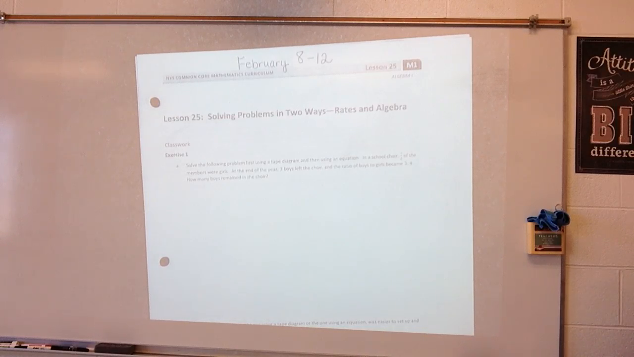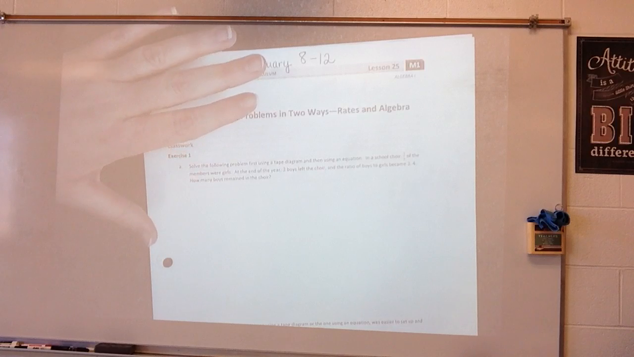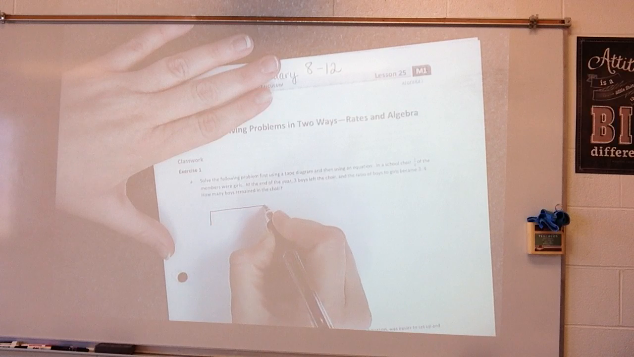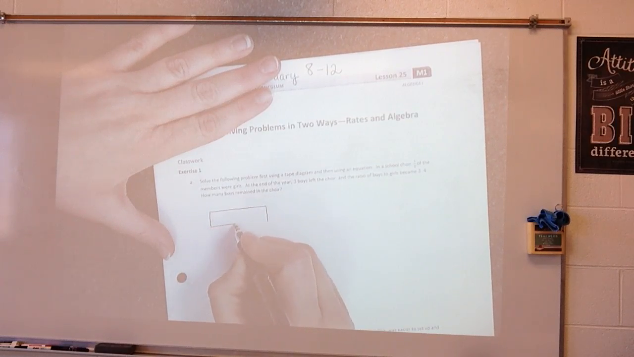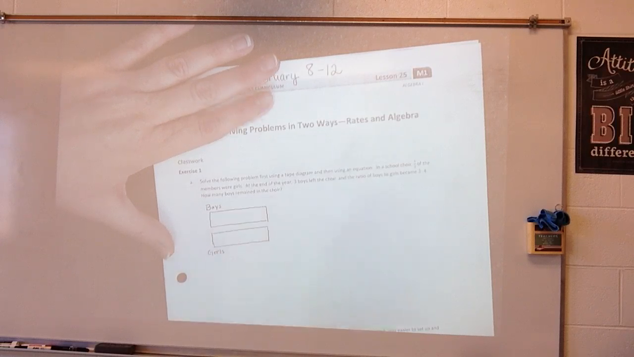Alright, so it tells me to first use a tape diagram. It says half of the members were girls, and so that means the other half were boys. So using the tape diagram, this is what it's going to look like. I'm going to draw a tape diagram here, and this is what we started with. Okay, so here's our boys. Here's our girls.